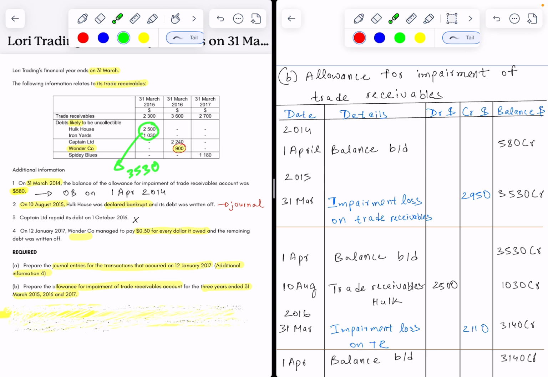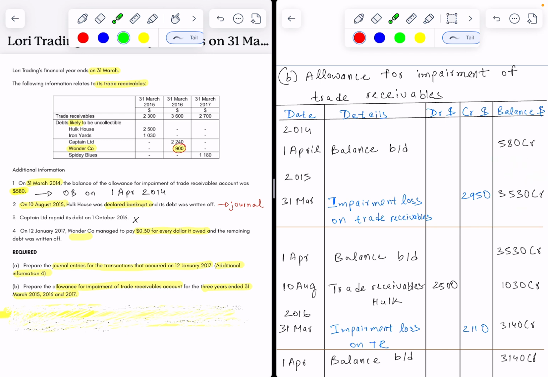$3,530, which is the combined total for Hulk House and Iron Yards, is the balance we should show in our allowance for impairment of trade receivables account. So at 31 March 2015, we have got an ending balance of $3,530 credit based on the amounts that Hulk House and Iron Yards owe us, which is $2,500 plus $1,030.